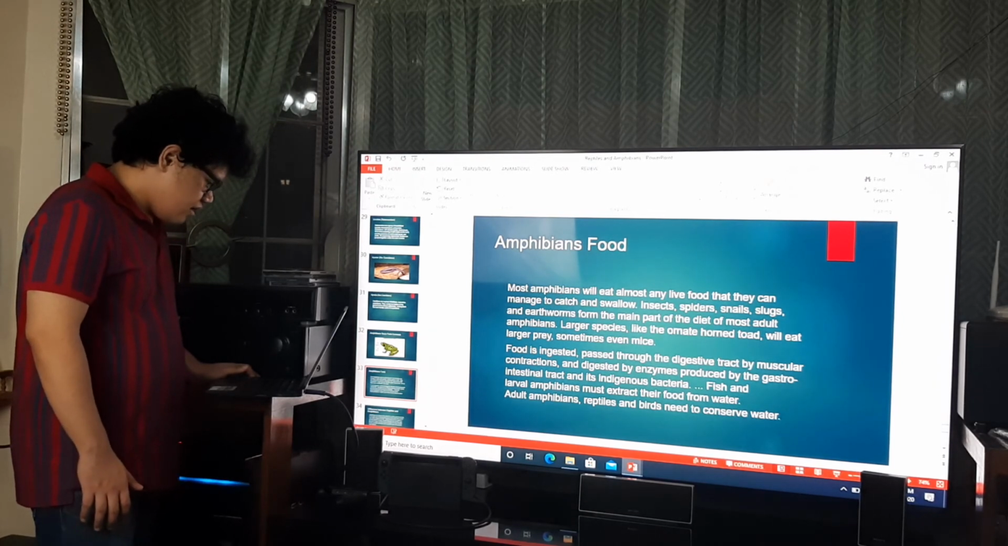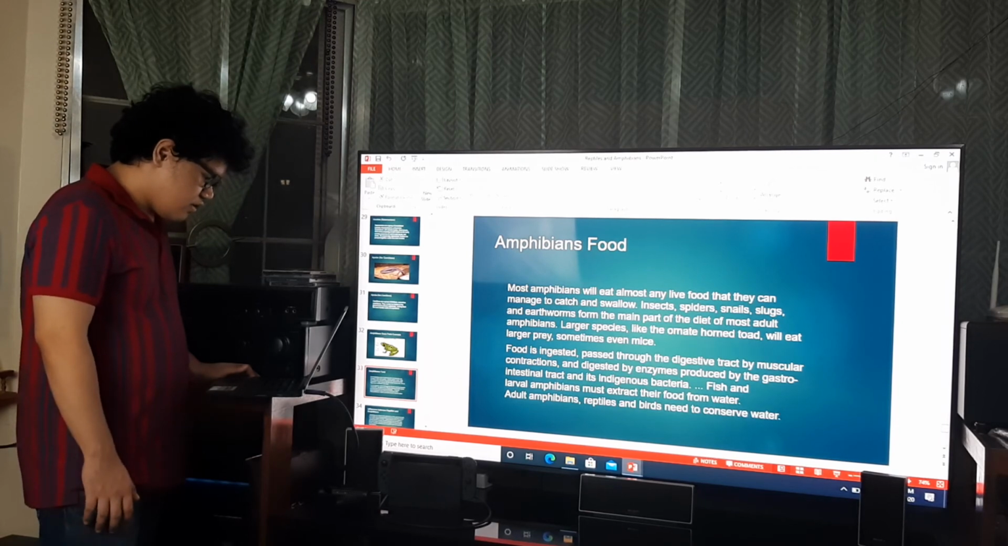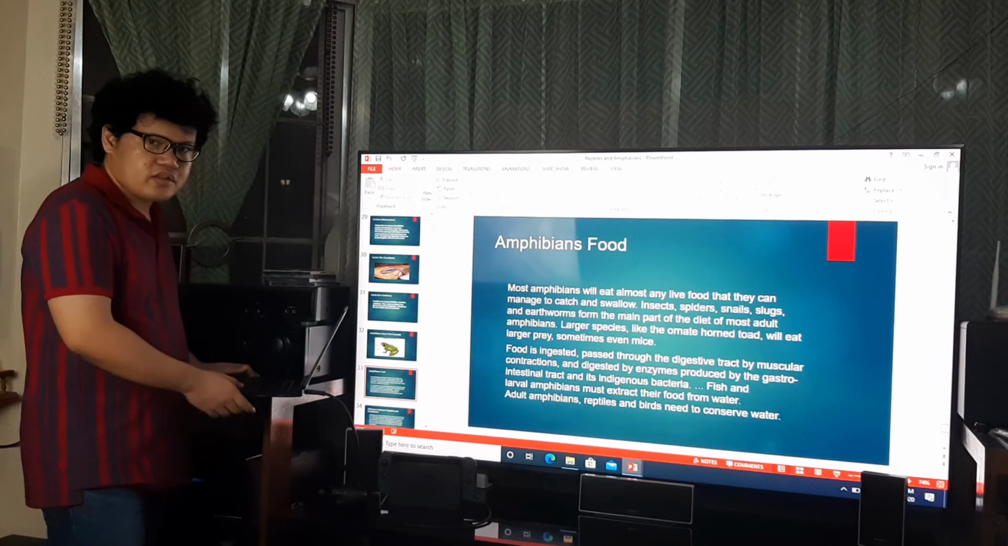Fish and larval amphibians must extract their food from water. Adult amphibians, reptiles, and birds need to conserve water.